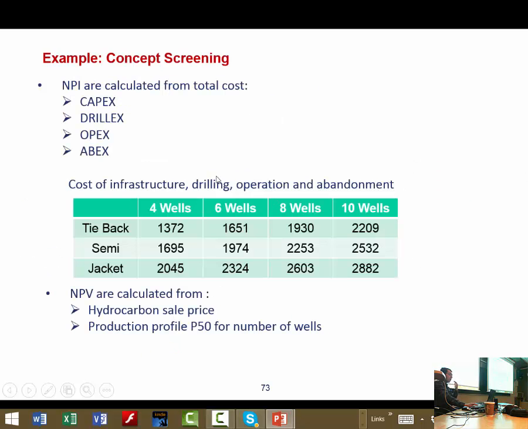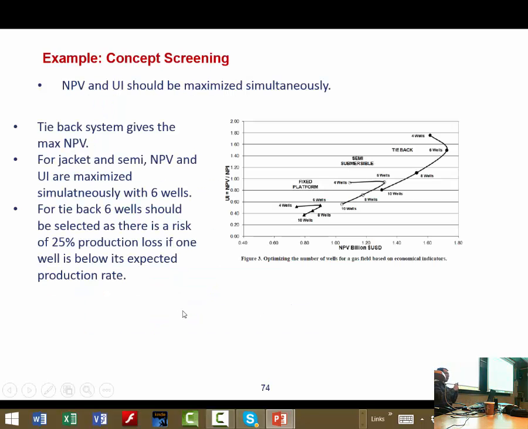Based on my available databases or commercial databases, I will calculate net present investment, which includes capex, drillex, opex, and abandonment costs, the total cost for each concept and for each number of wells. So the cost of infrastructure, drilling, operation, and abandonment will be this amount. And then I will calculate net present value based on hydrocarbon sale price and production profile, which you are quite familiar with. So now I have net present value and net present investment for each concept.